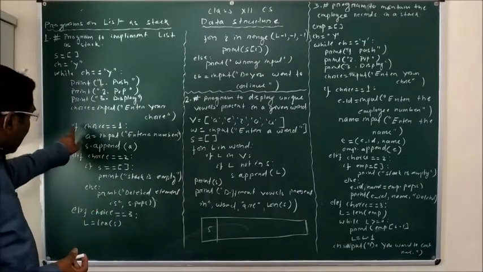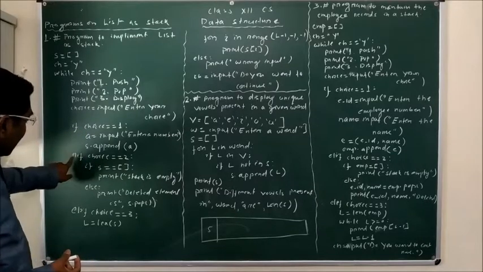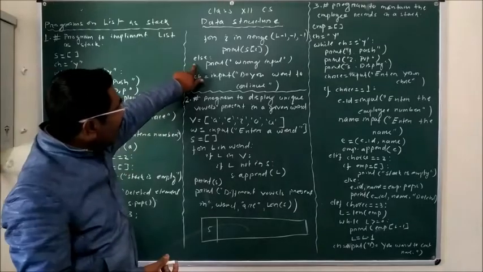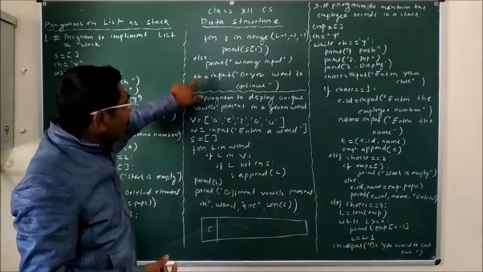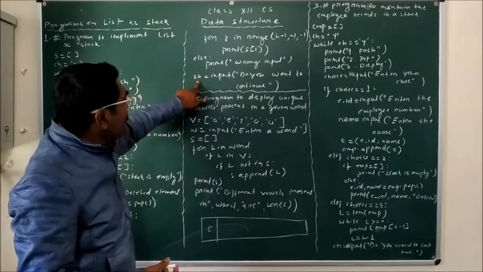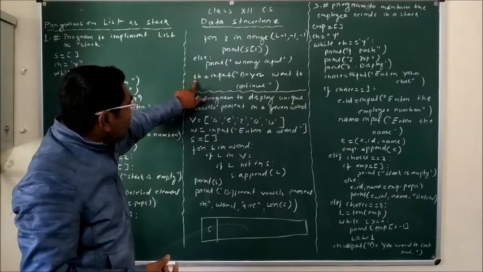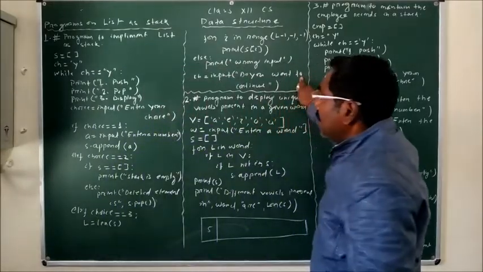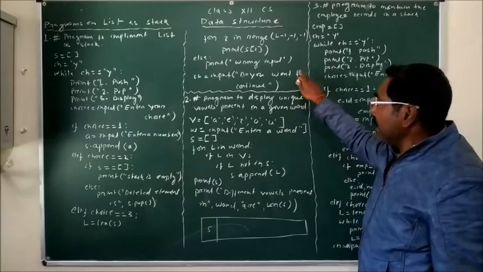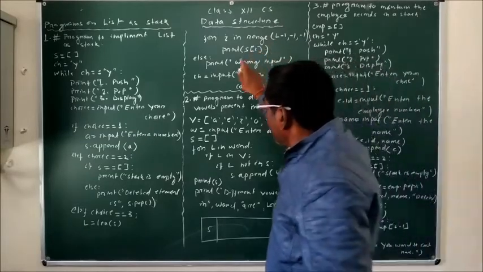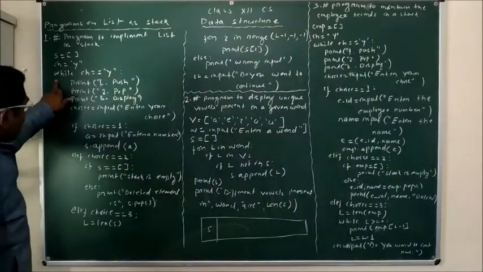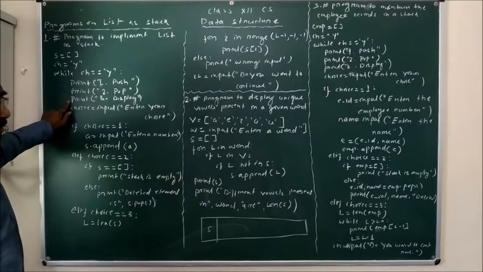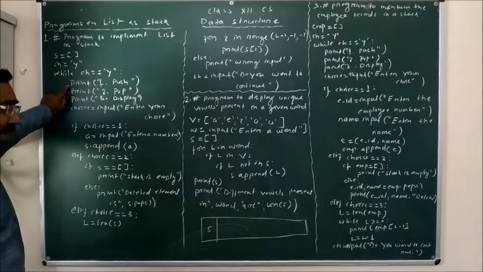Then what happens? Once this statement is executed, this elif will not execute, and this else will not execute. Next it will return to the main alignment, that is ch is equal to input, do you want to continue? Now here you have to enter either yes or no. If you are entering y, then from this position it will return to this, so that it will display again 1 push, 2 pop, 3 display. Now suppose you are entering 1 again.